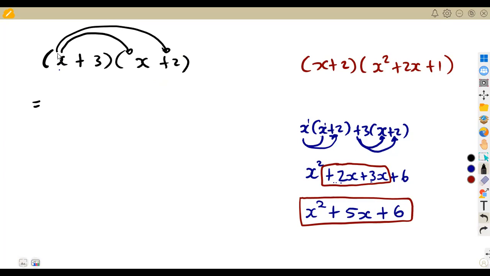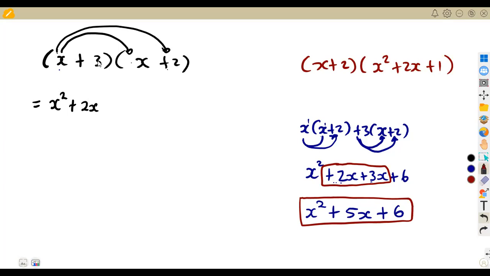So let us multiply x times x, which is going to be x squared. Then x times this 2, which is going to be 2x. I'm done on this part. I know that x has to multiply everything. So make sure that x multiplies everything. You are done with x.